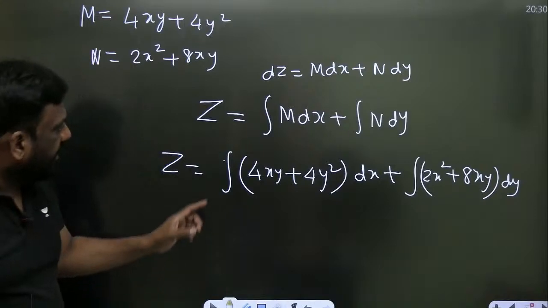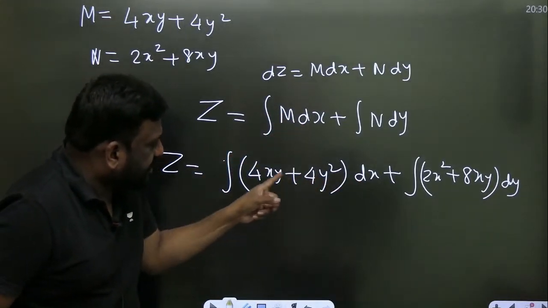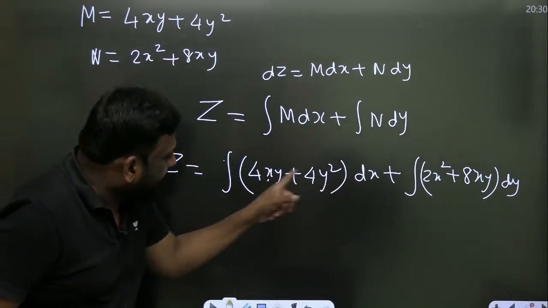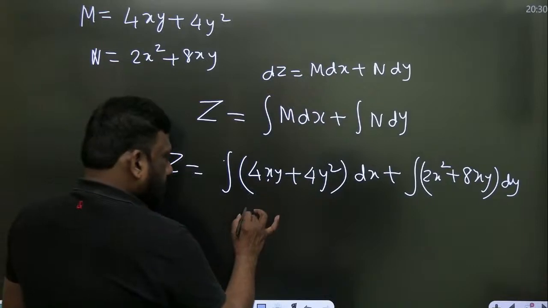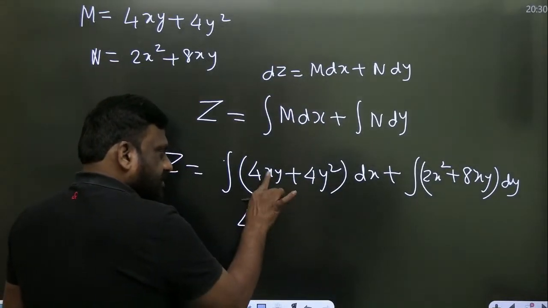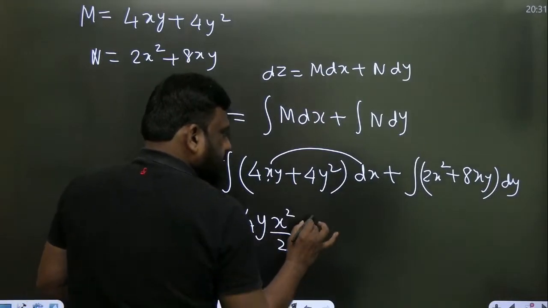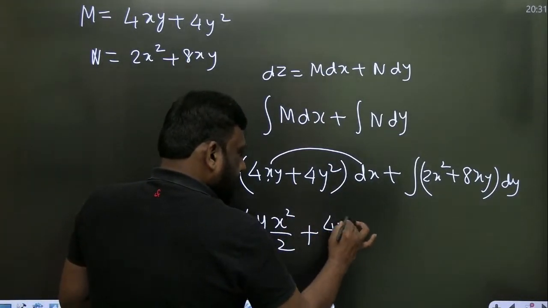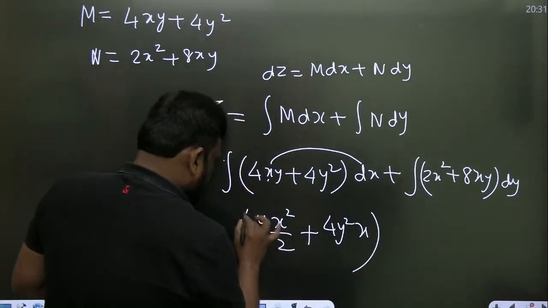ध्यान से सुनो. Actually ये क्या है ना सर? mdx. ये इंटीग्रेशन इज विथ रिस्पेक्ट टू x है. अगर इंटीग्रेशन x के रिस्पेक्ट है, y should be treated as constant. अब देखो एक बार. 4y should be treated as constant. What is x dx? x square by 2 plus 4y square. ये कांस्टेंट है. इंटीग्रल dx इज x. वेरी गुड. ये पोर्शन होगा.